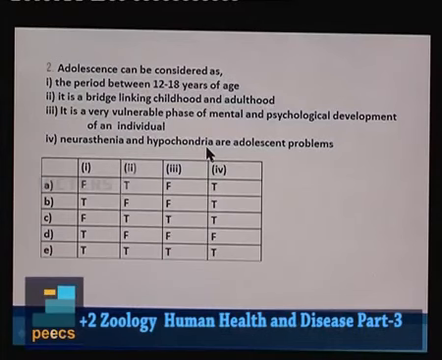So, this undue concern about health related aspects at the time of adolescence is known as hypochondria. Even the formation of pimples in the adolescence period will be a problem for them. So, that also comes under hypochondria. Here you can say this statement is true. Neurasthenia and hypochondria both are adolescent problems. So, when you go through all these statements, all are true. So, our answer will be option E.